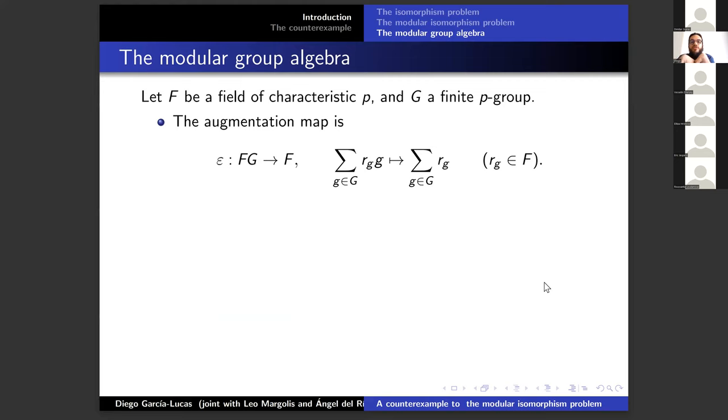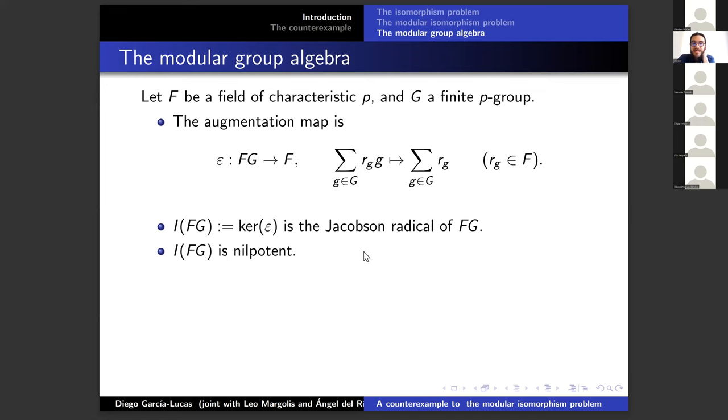And now I'm going to try to describe the modular group algebra, which is the main object involved in this problem, and try to give a perspective of how in this case the group algebra is a very special case in the realm of group algebras of finite groups over fields in general. Let F be a field of characteristic P and G a finite P group, and consider this augmentation map, which is the map that, given a formal combination of elements of the group, returns the sum of the coefficients. That is, it is the same as the homomorphism which takes every element of the group to the one in the field. The kernel of this map is known as the augmentation ideal of the group algebra and is denoted by I of FG, and it coincides with the Jacobson radical of FG.